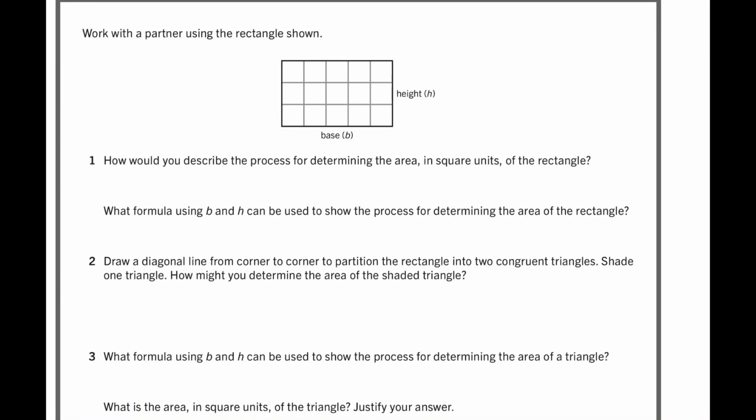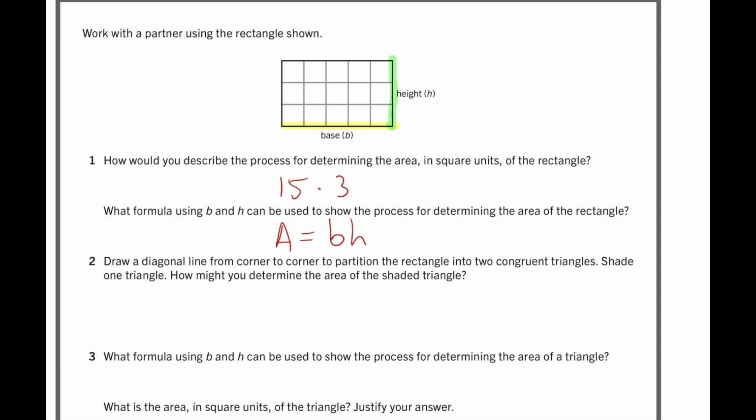So this next page here, it says, how would you describe the process for determining the area in square units of the rectangle? Well, we know how to do that. We take what they're calling the base, or what we call the base, and we're multiplying that by the height. And so here I have 1, 2, 3, 4, 5 units times 3 units. Just like my index cards, I have 5 units times 3 units, which is my base times height. What formula using B and H as variables can be used to show the process for determining the area of the rectangle? Well, that's area equals my base times my height.